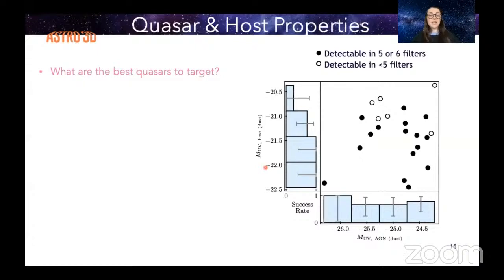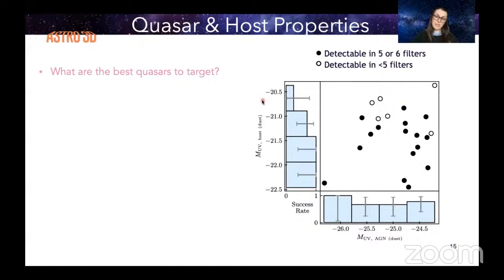So the final question then is, what kind of quasar should we target to optimize our number of successful detections? So for this, we classify a host galaxy as detectable if it's detected in 5 or 6 of the 6 filters, or undetectable if it's detected in less than 5, just for simplicity. And so we've got the black here detected and the white are the undetectable host galaxies.